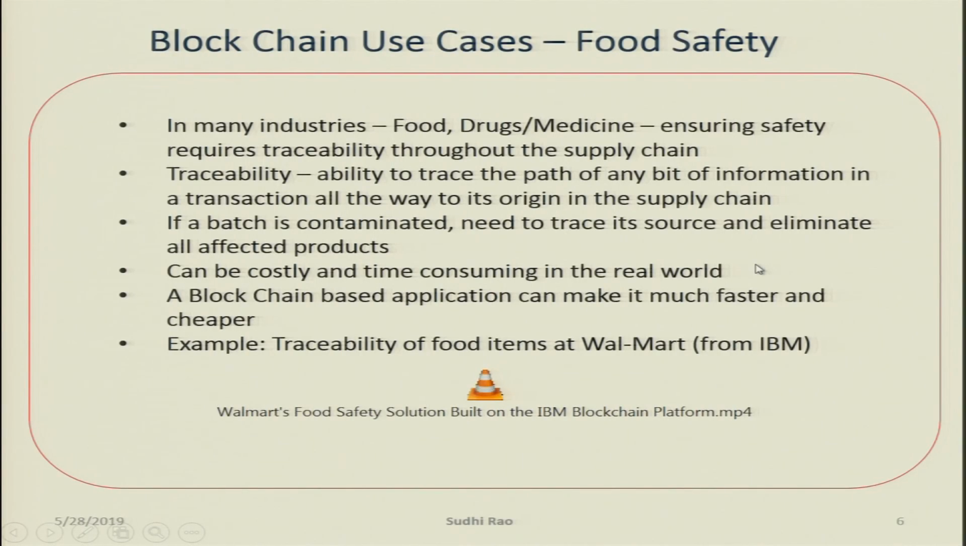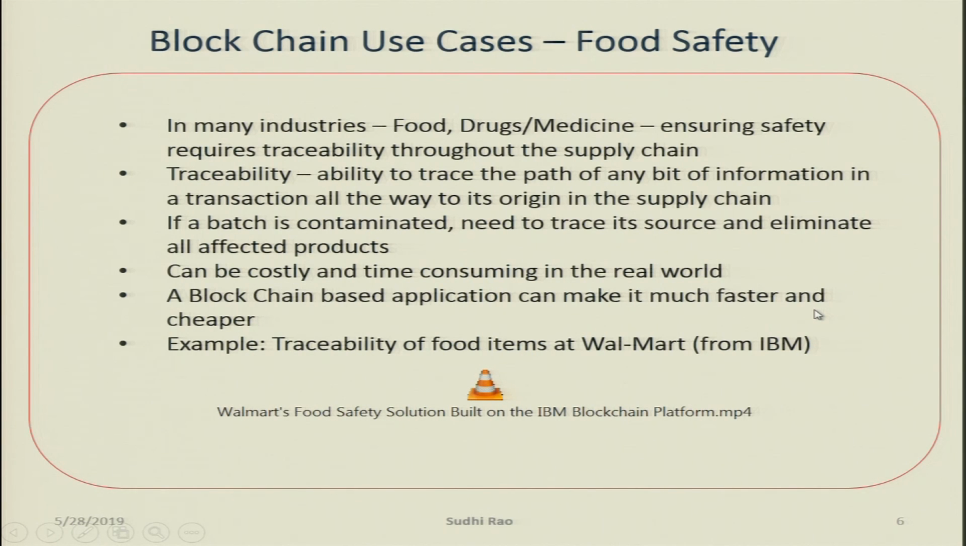If it is traced back to one particular farm, for example, where the farming practices might have been good but the water used might have been contaminated, then you will address that problem. It is restricted to that farm. In the real world, it can be costly and time consuming, and in many cases where documentation is not very clear, especially in agricultural products, traceability may be impossible. A blockchain based application can make it much faster and cheaper.